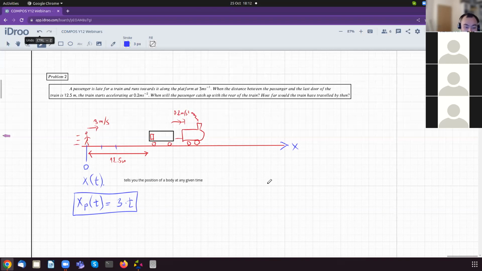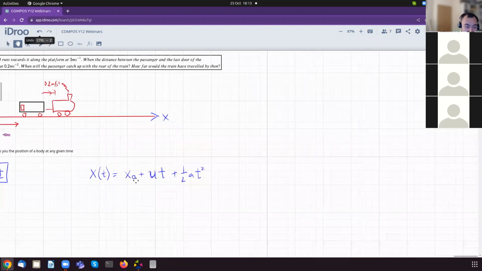Now, the position of the train when it's uniformly accelerating can be written like this: the initial position plus the initial velocity u multiplied by time plus 1/2 acceleration multiplied by time squared. We can prove this. Why is this so?